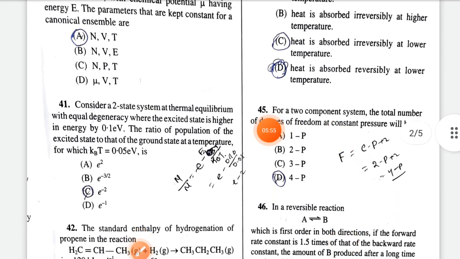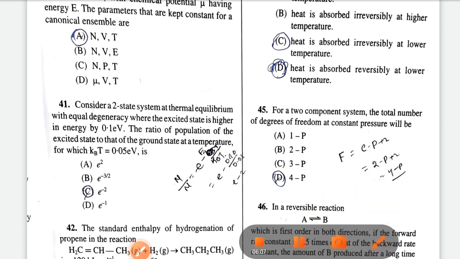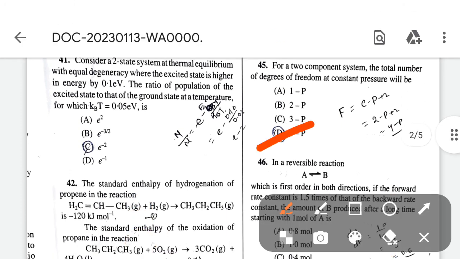Next 45, for a two component system, the total number of degrees of freedom at constant pressure will be... Here the formula is this, and if we put the value for a two component system, then we will get 4 minus P. So the correct option is option D.